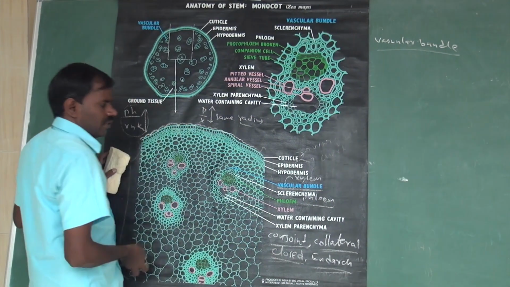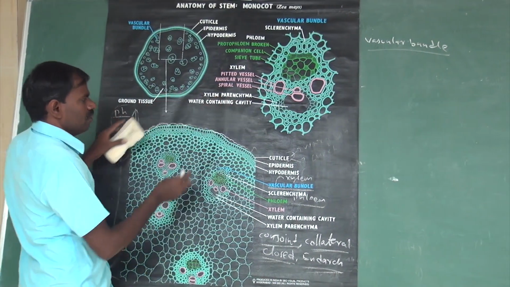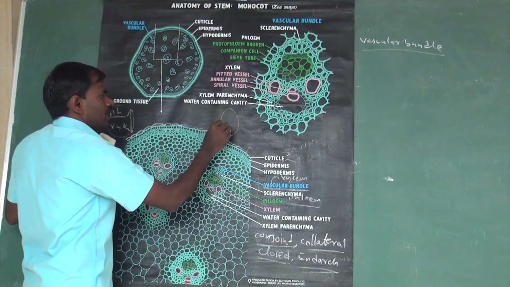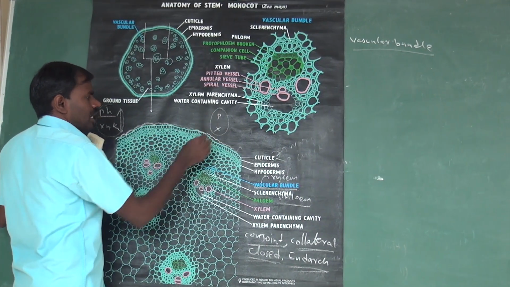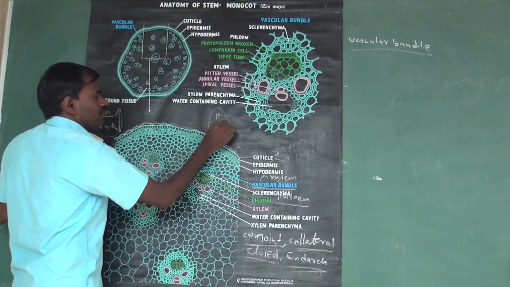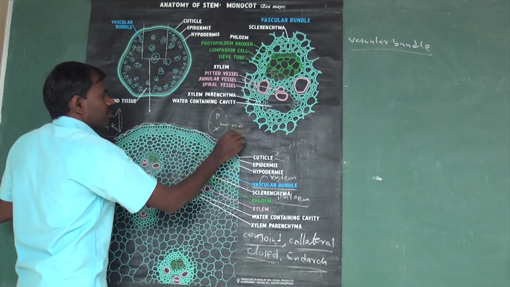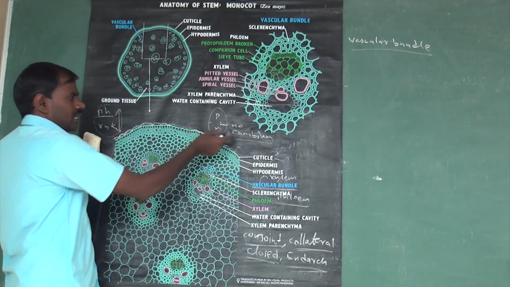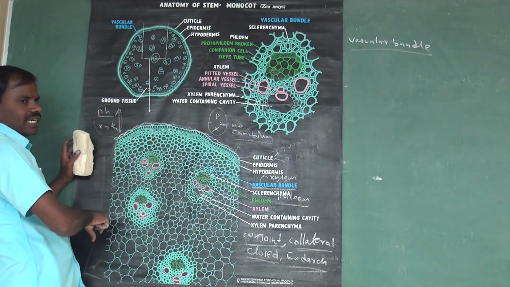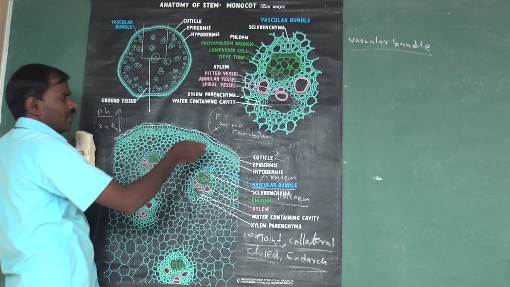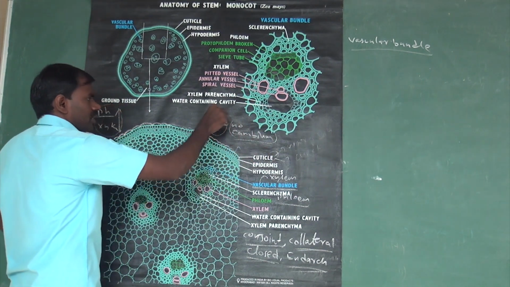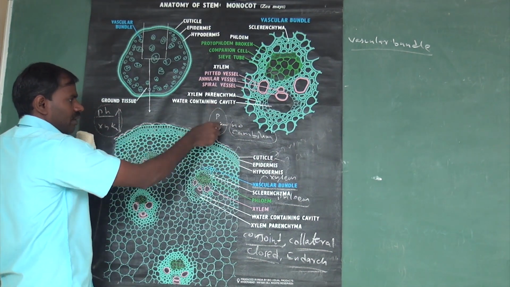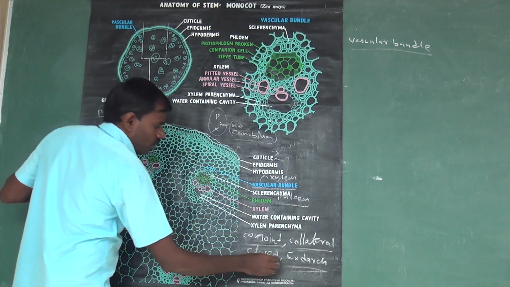What is a closed type of vascular bundle? The closed type of vascular bundle means the xylem and phloem are arranged with phloem above and xylem below, and there is no cambium. Cambium is present only in the transverse section of the dicot stem, but there is no cambium between the phloem and xylem here. That type of vascular bundle is called a closed vascular bundle.